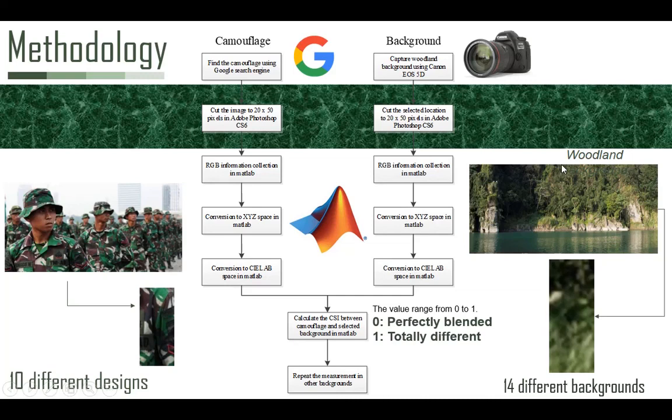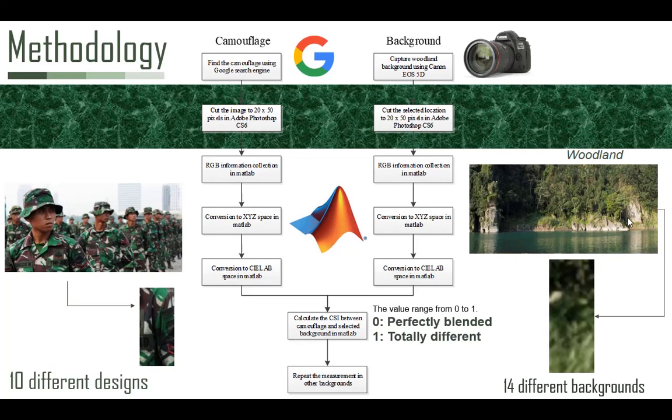From this woodland background, I choose 14 different locations, the same 20 by 50 pixels. So I pick 14 different locations. Why is that? Because I would like to evaluate that camouflage with backgrounds of different LAB colors. For example, in here is a little bit dark, in here is a little bit bright, in here is a bit white. So I would like to see how this camouflage works in those backgrounds.